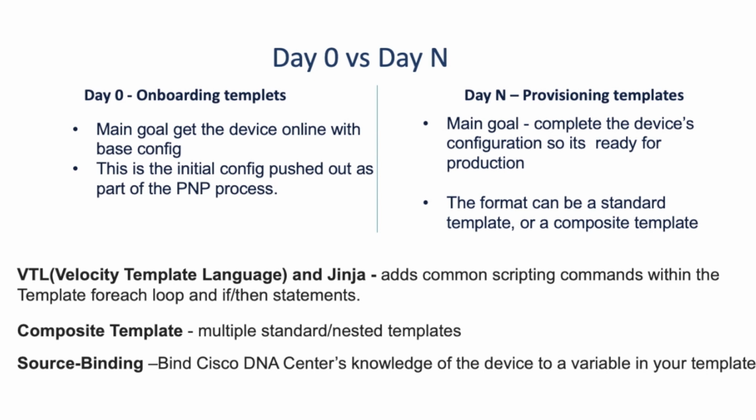We have the option to select between Velocity or Jinja templating languages. This gives us the ability to add common scripting commands. Within our template, I will review for loops, if statements, and macros inside of this template. We can also do source binding. This gives us the ability to bind Cisco DNA Center's knowledge of a device into a variable in our template.